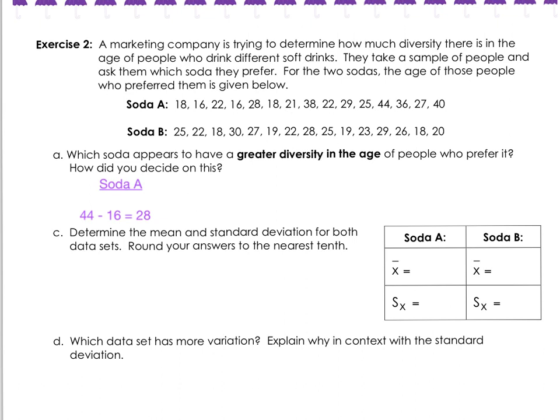Now we need to do the same thing for soda B. So the maximum for soda B was 30 and the minimum was 18, leaving us with the answer of 12. So when I look at those two ranges, 28 and 12, I can see soda A had a greater diversity based on the data range.